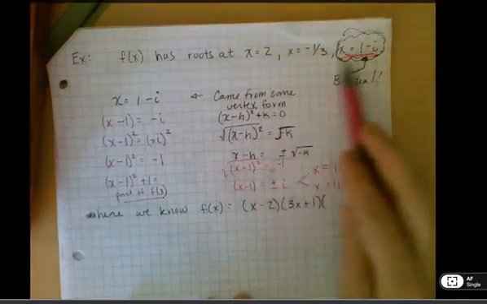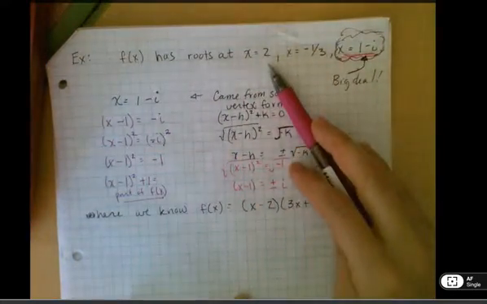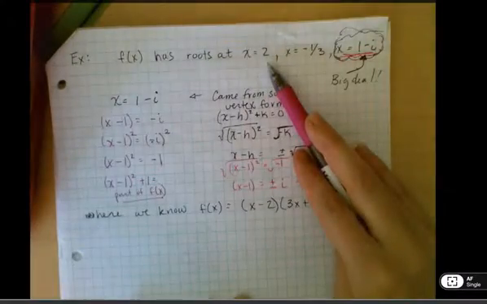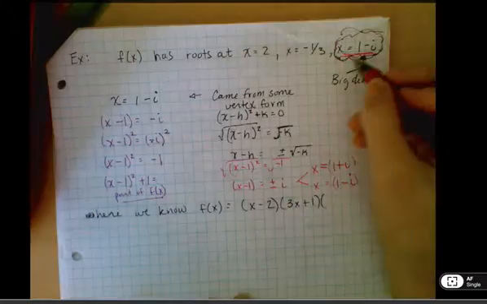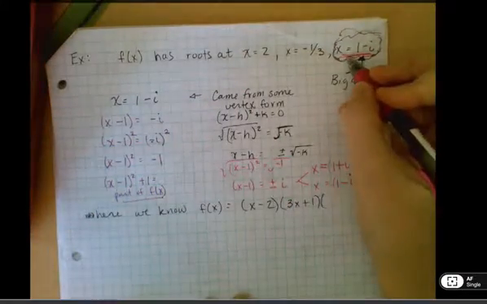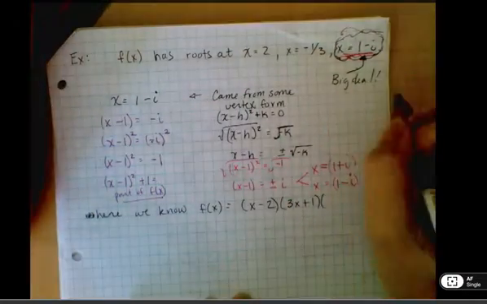So initially, when you looked at this problem, you might have said that f of x is a cubic because it's got 1, 2, 3 roots, but that's not true because you infer the fourth root here, meaning that it must be a quartic, not a cubic.